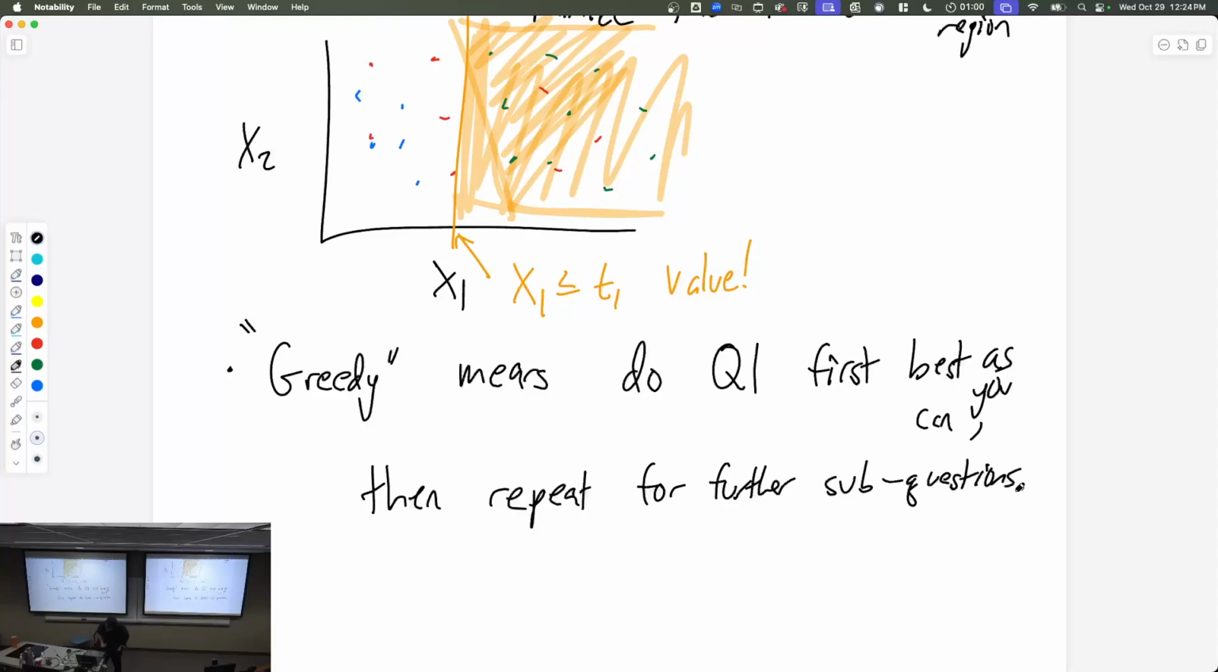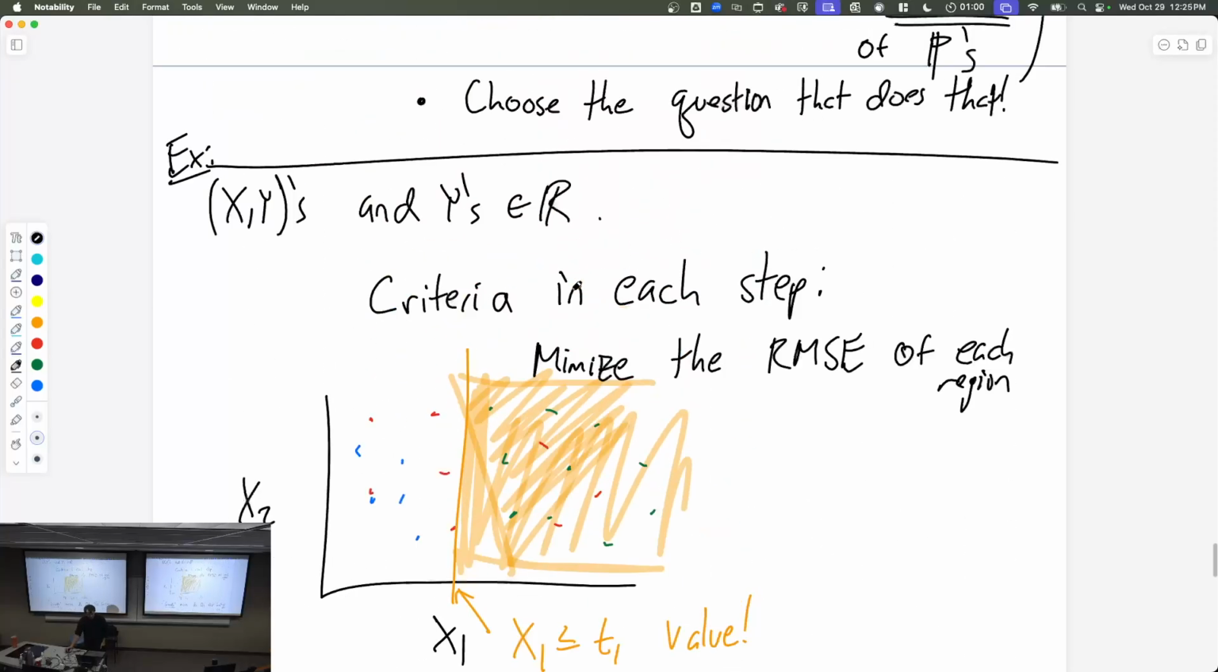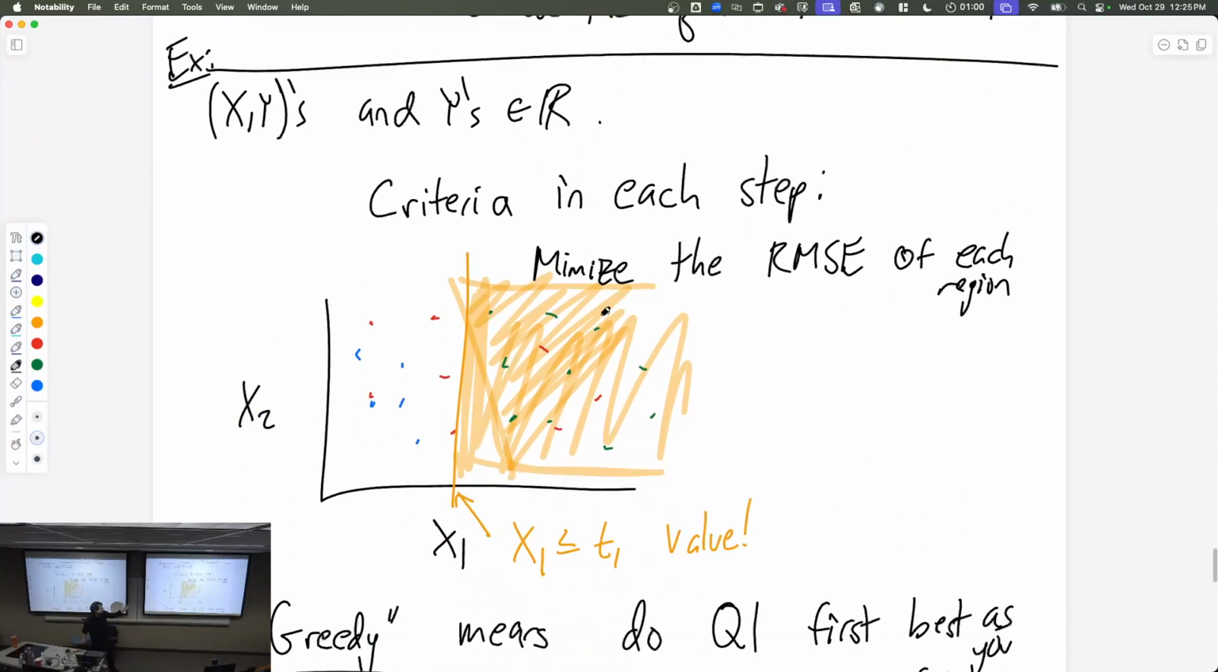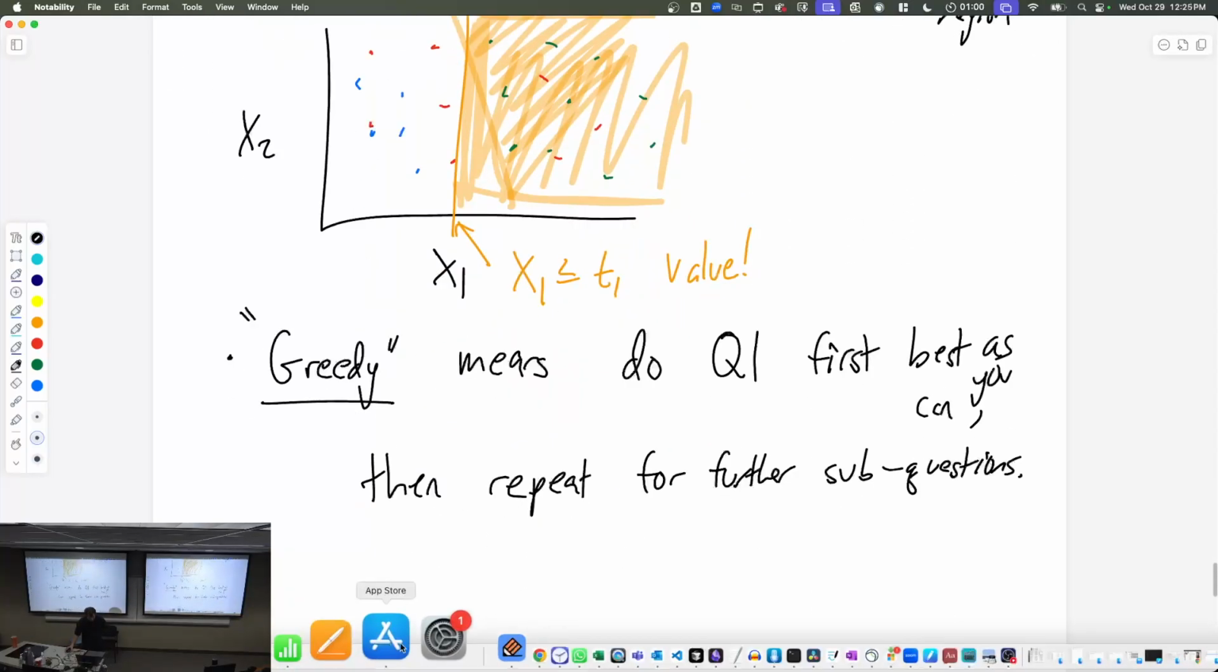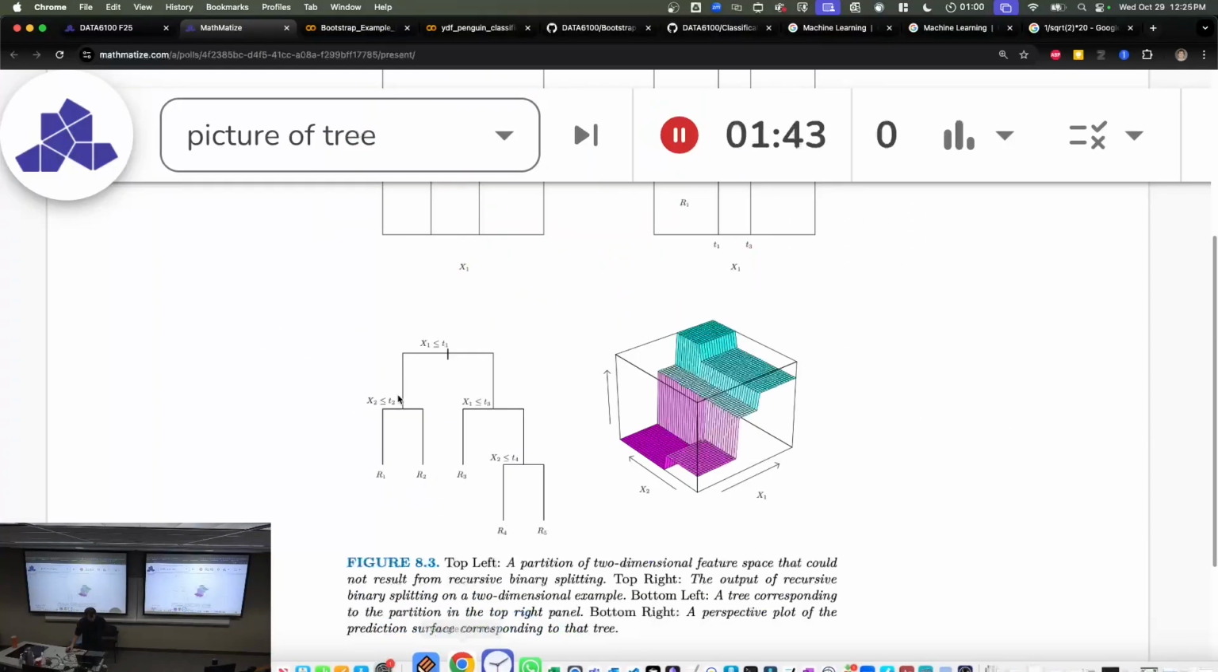Okay, and why is this greedy? It's because we're doing question 1 as best as we can without thinking about whether what we did in question 1 will make the further questions harder or easier. We just do our best in question 1 and then we keep going. We never backtrack and say, hey, what we did in question 1 was a bad idea, because question 2 was really hard. That's what makes it greedy: we just do one question at a time. And very often, like for a regression, we'll just do greedy trees with the RMSE, and that is how the tree is created.